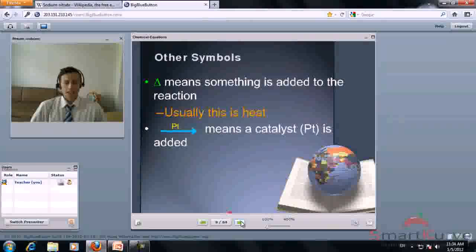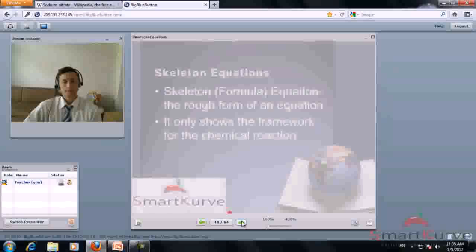That symbol delta means something is added. The little green triangle, that's the Greek letter delta. In chemistry and physics, delta almost always means change. So in chemistry, it means something is added to the reaction, and usually this means heat. So heat energy added to a reaction. And then the blue arrow means a catalyst is added.